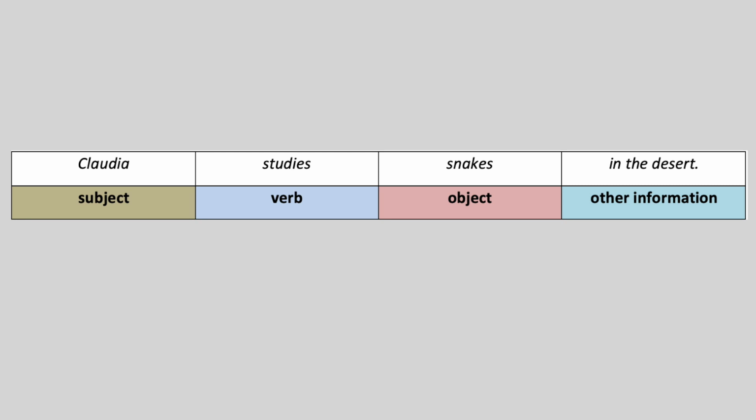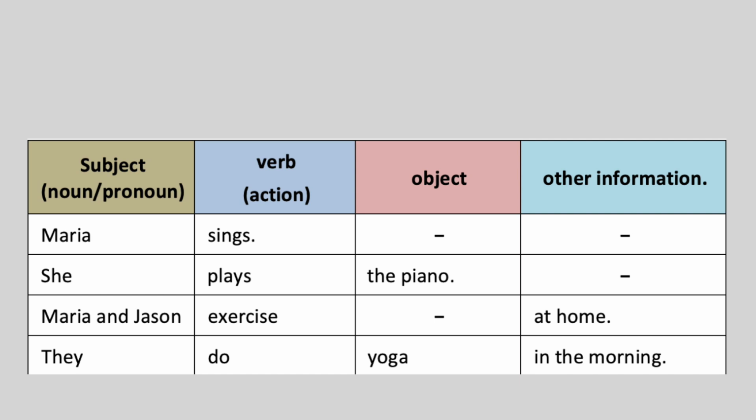Look at this simple example. Claudia studies snakes in the desert. As you see, we have subject, verb, object, and other information in this sentence. Now pause the video and study these extra examples.